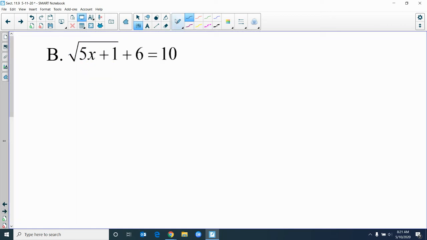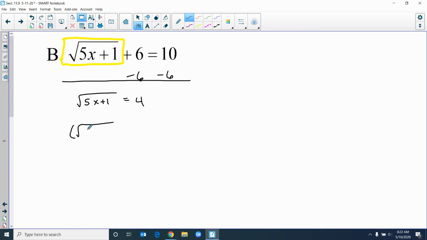All right, now I have more than just a 5x or an x underneath here. I got this expression 5x plus 1, but I still must isolate that before I can solve it. So I have to subtract 6 on both sides. Now that gives me the square root of 5x plus 1 equals 10 minus 6, which is 4.